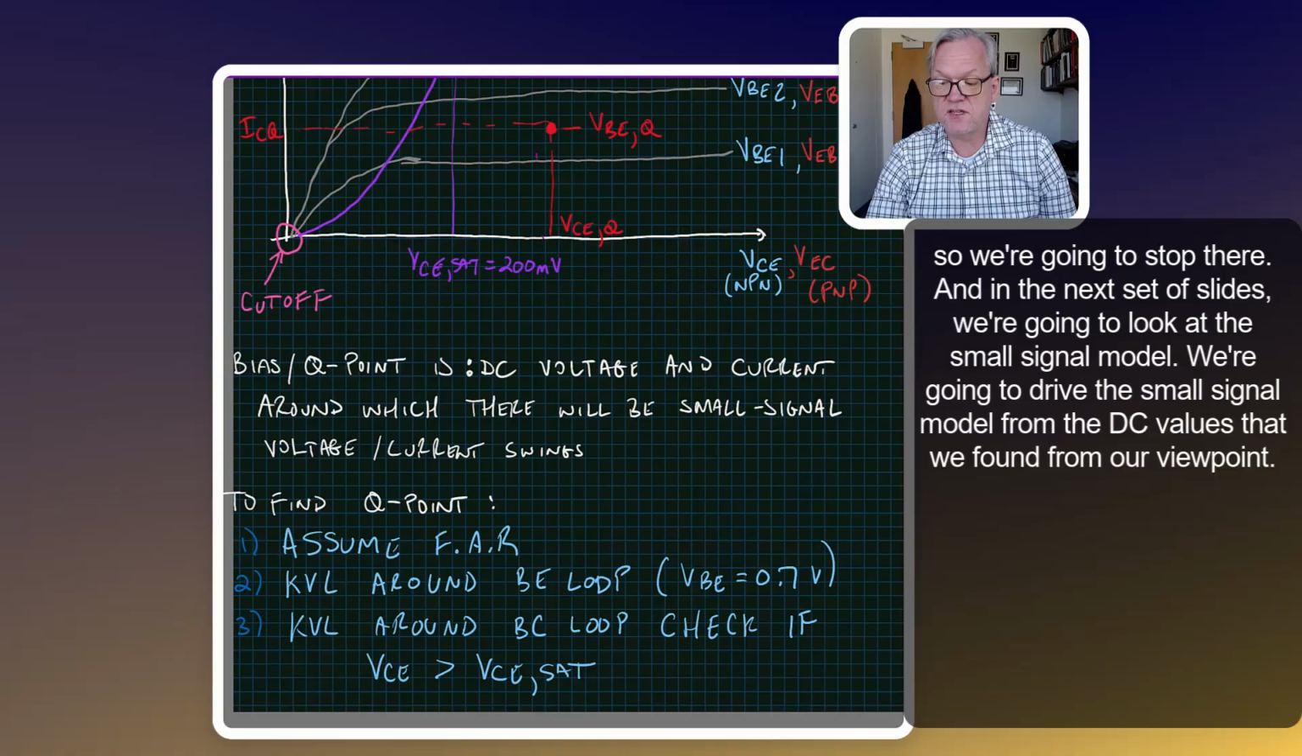All right, so we're going to stop there, and in the next set of slides, we're going to look at the small signal model. We're going to derive the small signal model from the DC values that we found from our Q point.